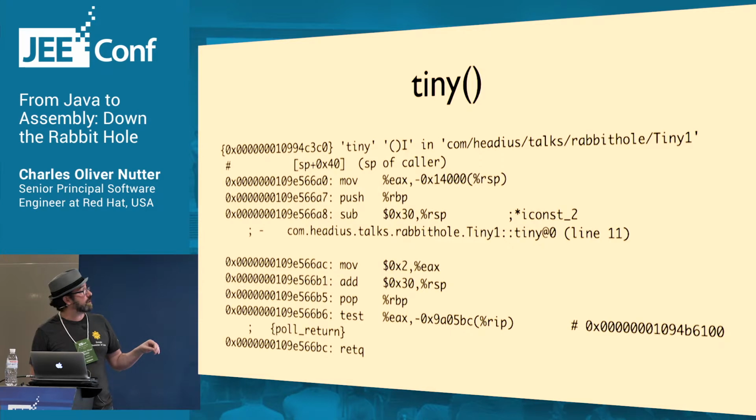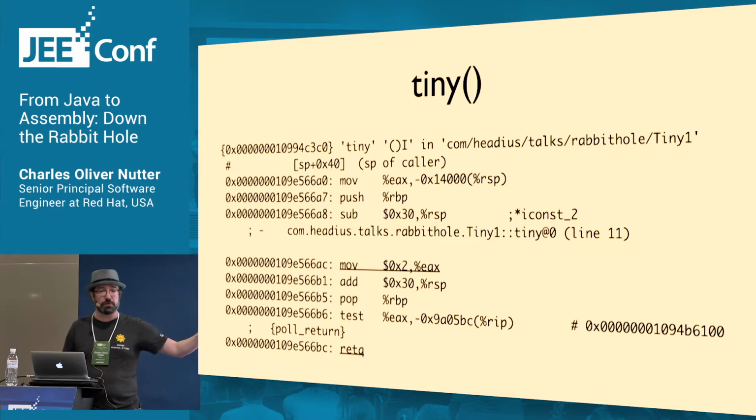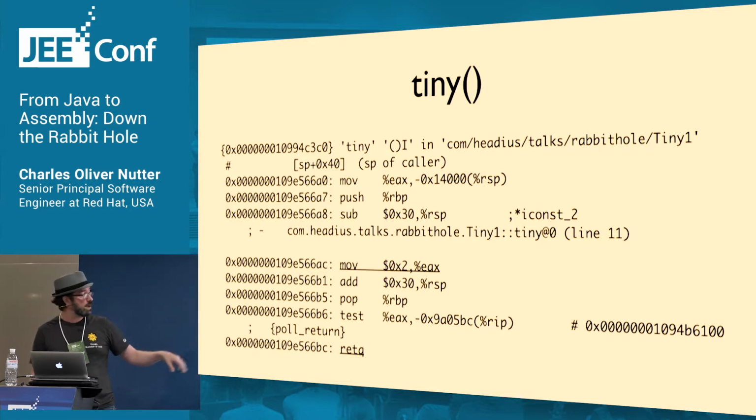Now we go into assembly code. Here is our tiny method, and there's a little bit of noise here I'll talk about in a bit, but the interesting instructions here are these two. We move our constant value 2 into the EAX register, and we return it. And return uses the EAX register as the result of this function. So we've got our code. We'll talk about the other JVM logic here in a minute.